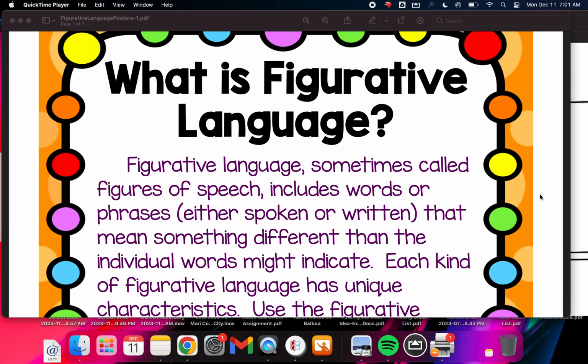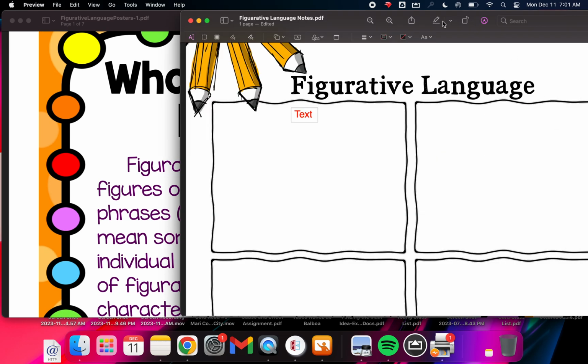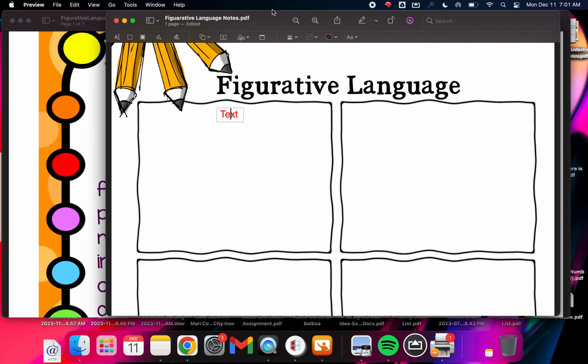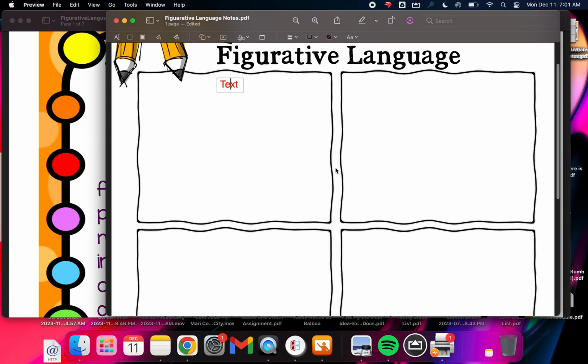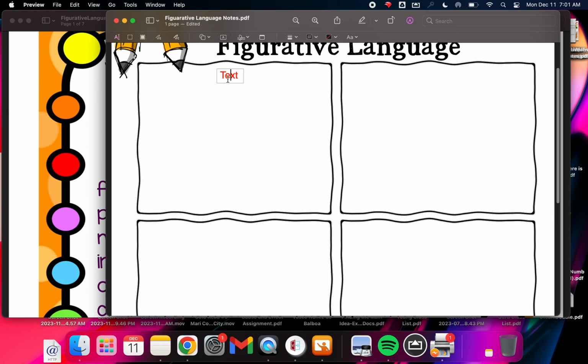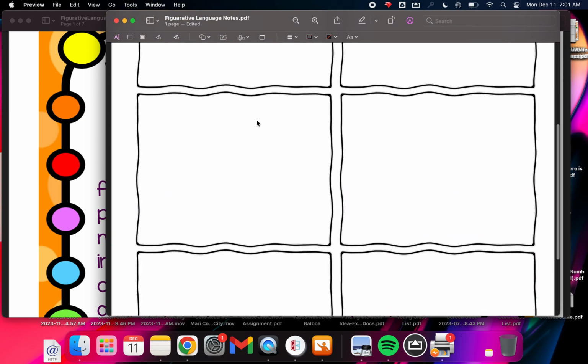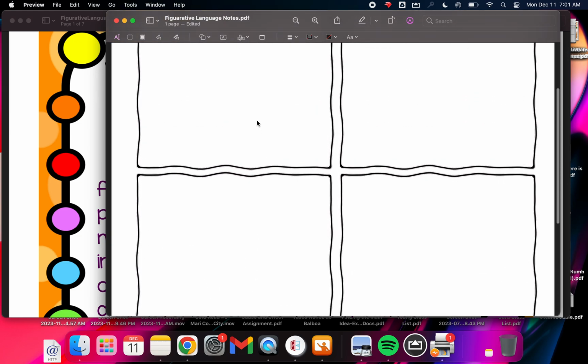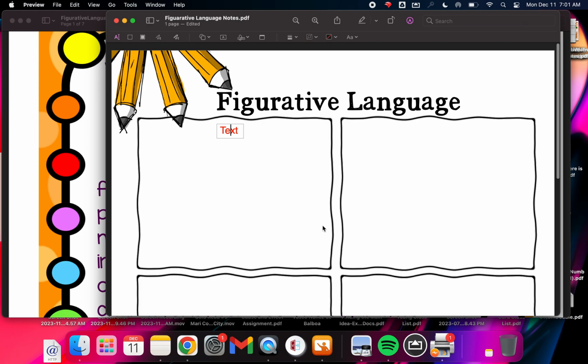So first off, if you haven't already, you should have grabbed your notes page, which should look like this. This is my text box, that's why that's up here. You should have a page that has a bunch of blank boxes, and if you flip it over, it's going to have blank boxes on the back as well. This is what we're going to fill in as we go through our notes.